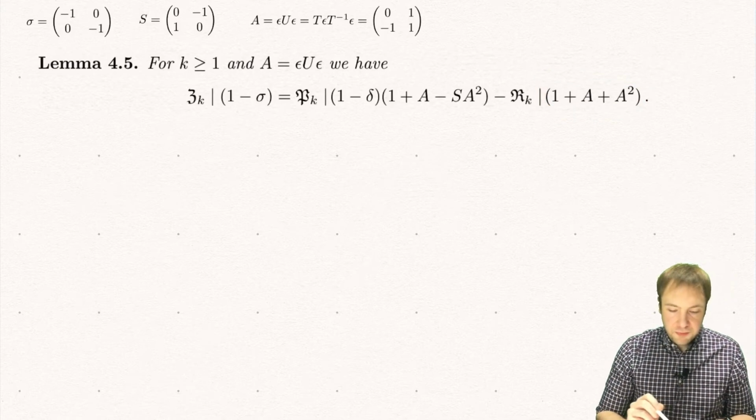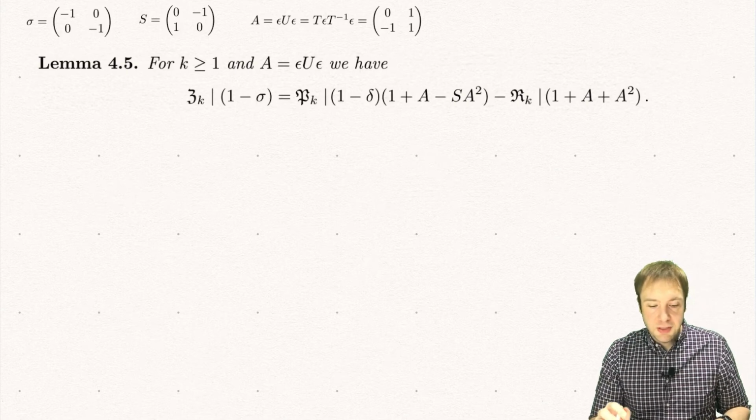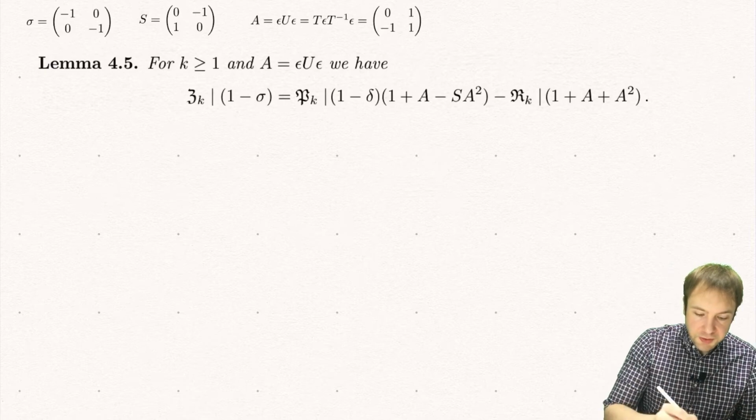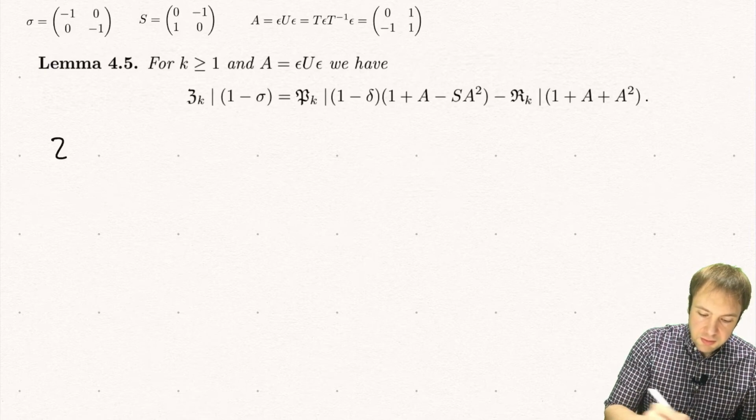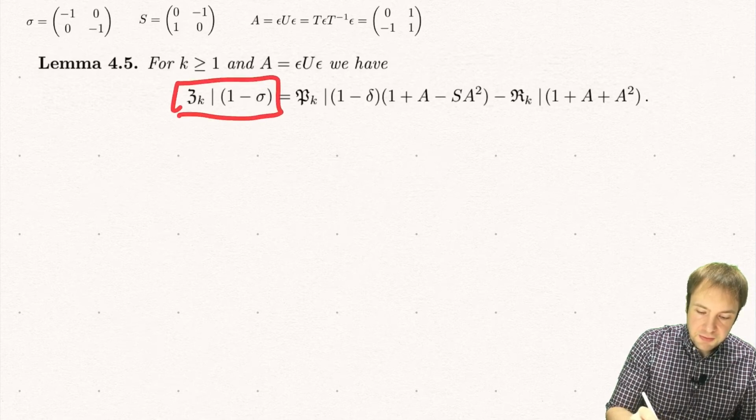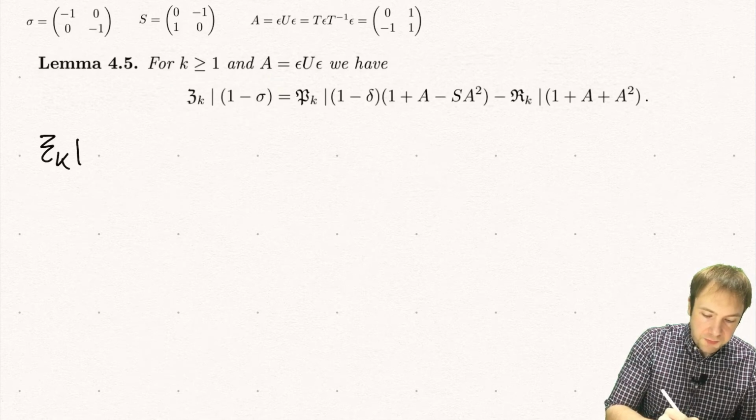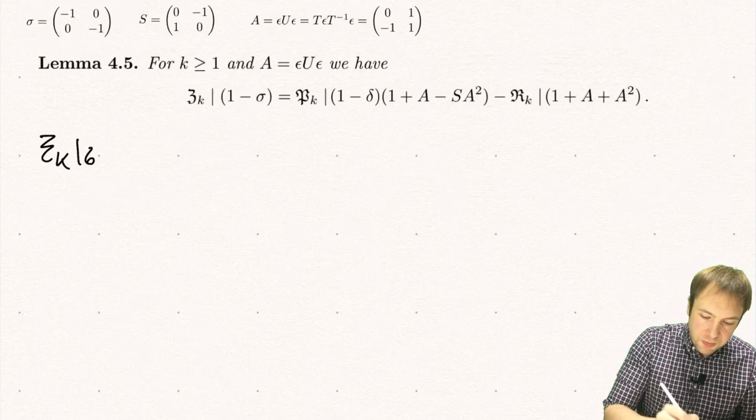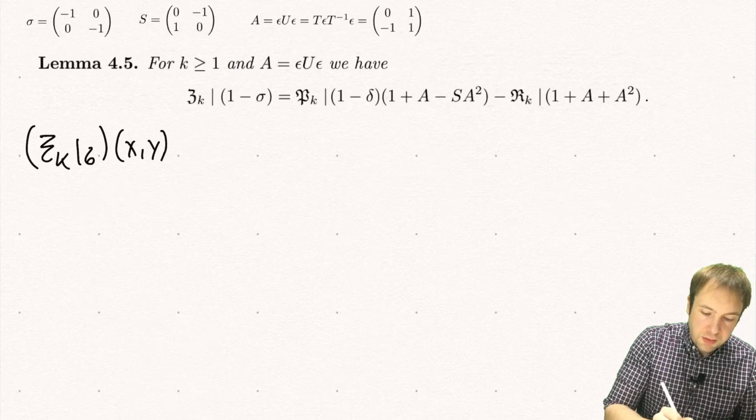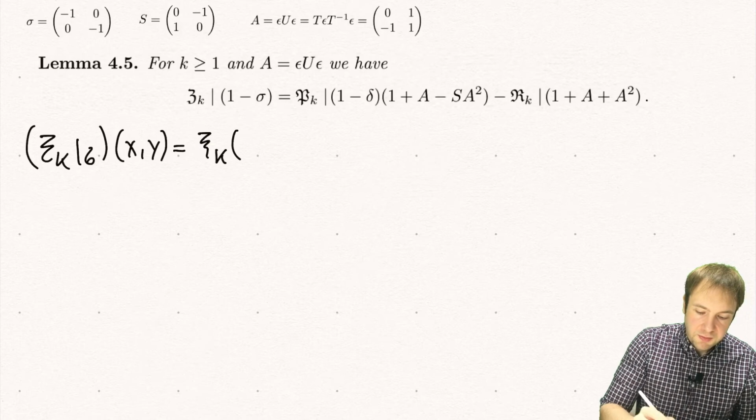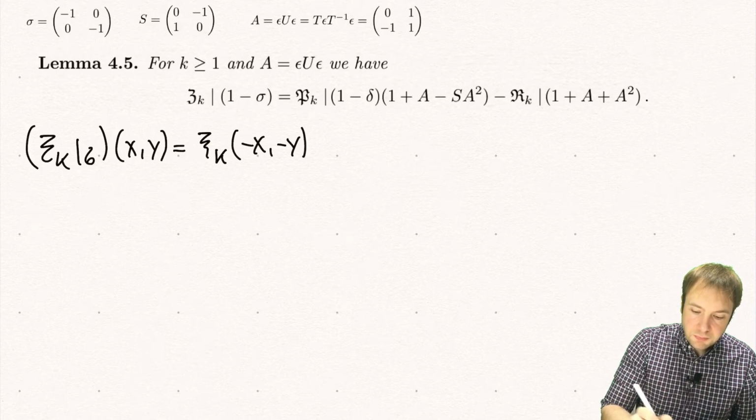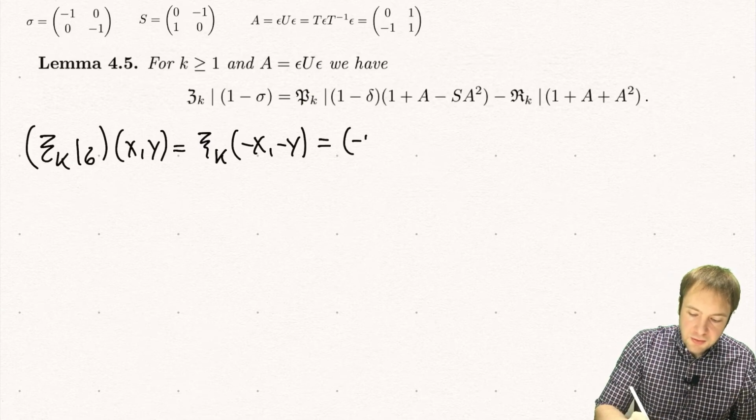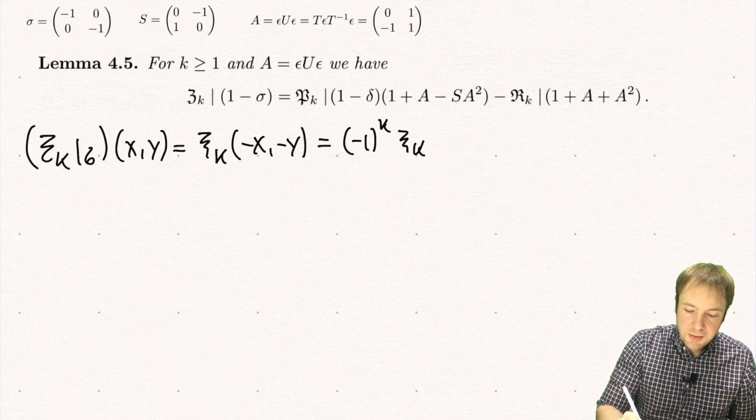And before I give the proof of this lemma, I want to give an interpretation of what this actually means. So first I want to understand the left-hand side. So zk of sigma. Sigma is a negative identity matrix, so what this is, xy, this is just zk of minus x, minus y. And because zk is a homogeneous polynomial of degree k minus 2, this is just minus 1 to the k zk xy.